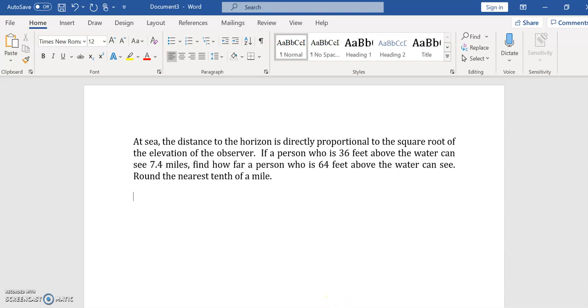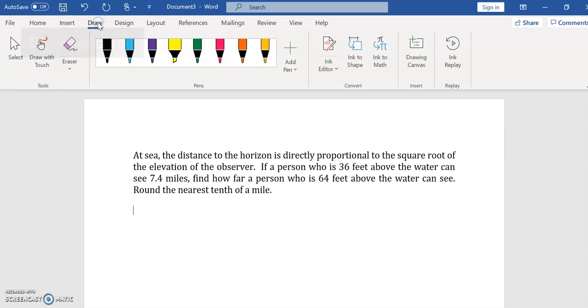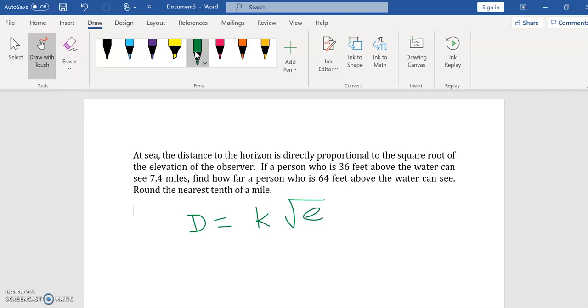Okay, we are told at sea the distance from the horizon is directly proportional to the square root of the elevation of the observer. So this first sentence gives us our general equation. Distance equals k, what we don't know. This is our constant of variation. That's this directly proportional, which tells us it's multiplied, right? To the square root of elevation. So this is my equation.